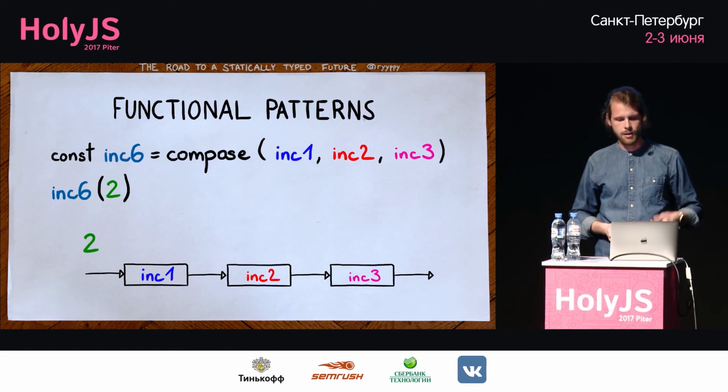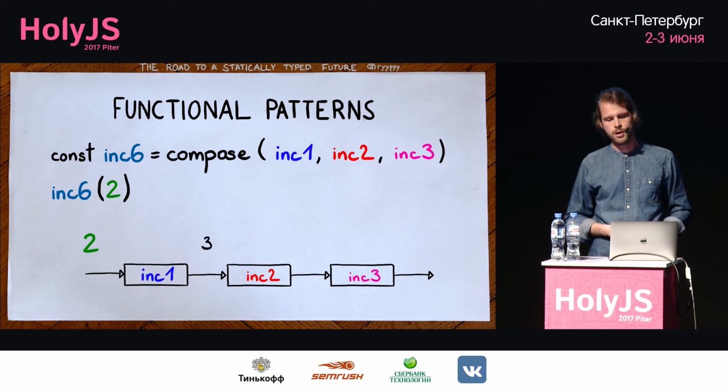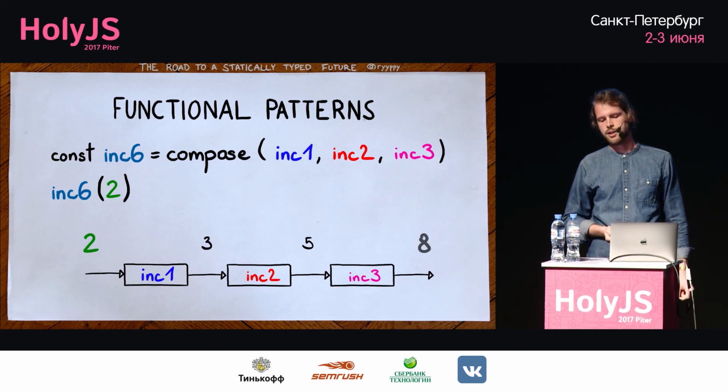So what happens is I pass in the 2, it goes through the increment 1, so I get 3 out of it. It puts the output into the new function increment 2, and so on, and in the end I get 8.